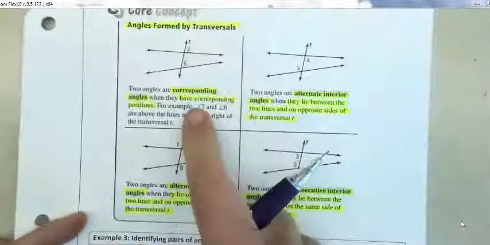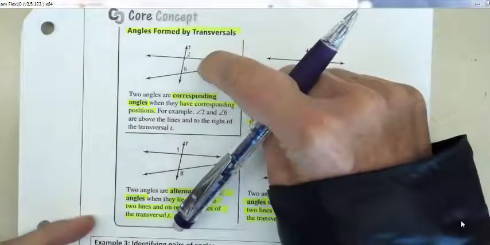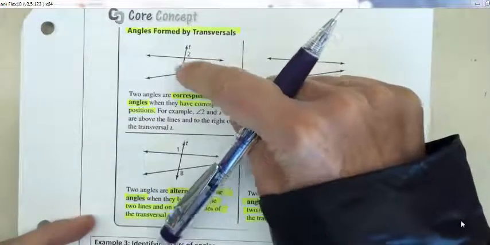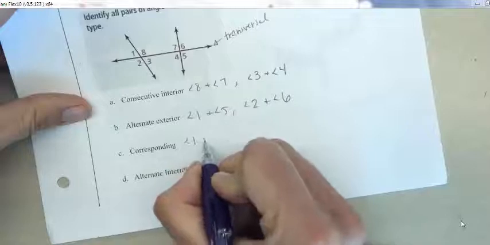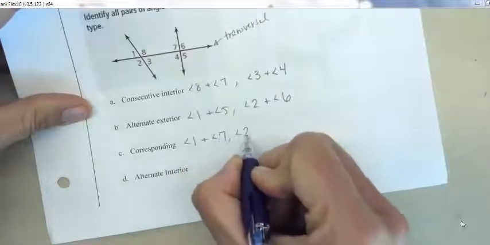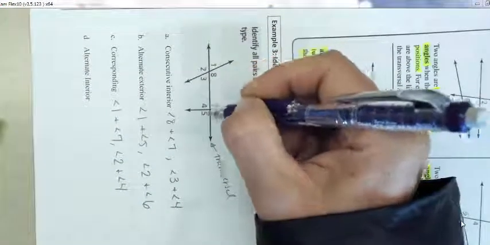Corresponding, remember those were in corresponding positions. So both on top and on the same side, or both on the bottom and on the same side. Both on top and on the same side is going to be 1 and 7 and 2 and 4. Those were just on the top though. What about on the bottom? On the bottom you've got 3 and 5 and 8 and 6.